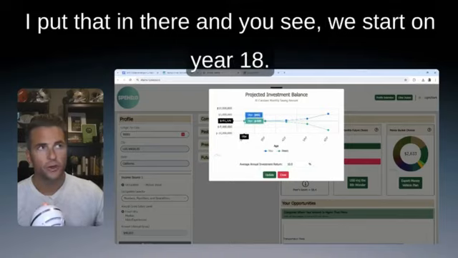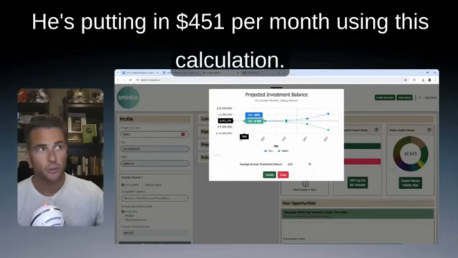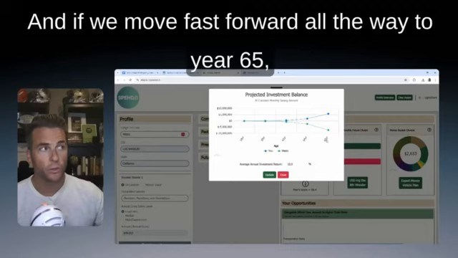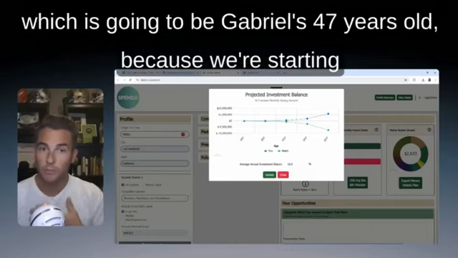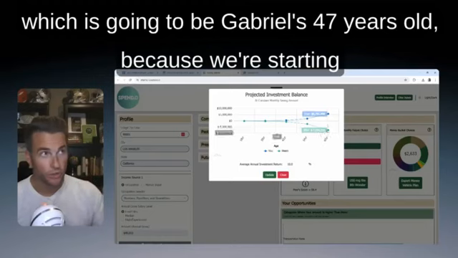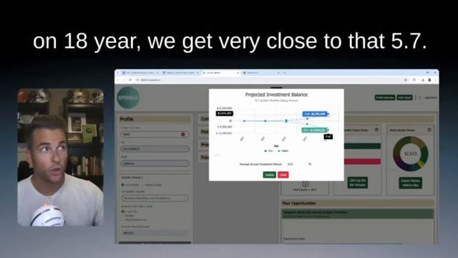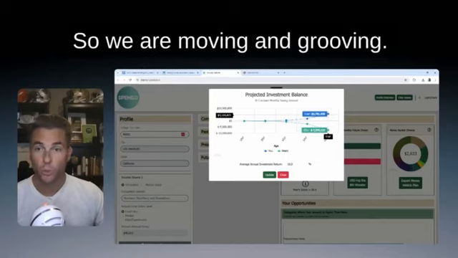And you see, we start on year 18. He's putting in $451 per month using this calculation. And if we move fast forward all the way to year 65, which is going to be Gabriel's 47 years old, because we're starting on 18 year, we get very close to that 5.7. So we are moving and grooving.